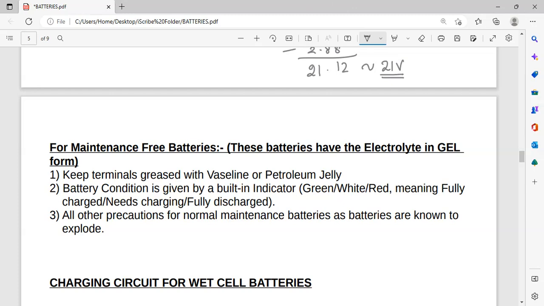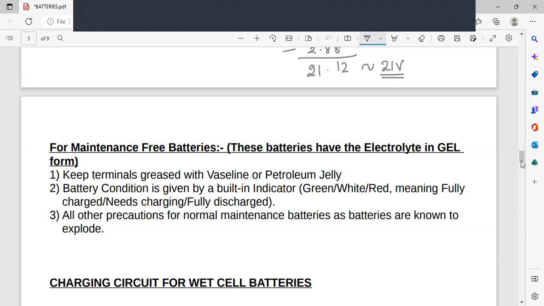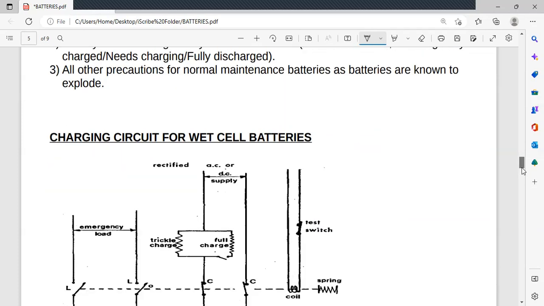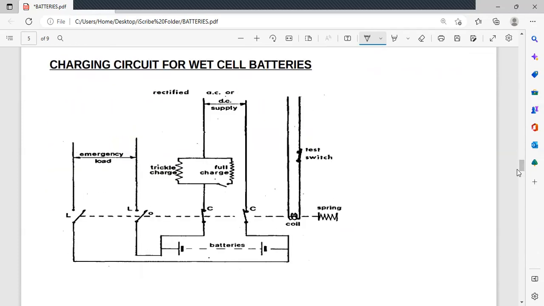Okay, so these are all the precautions that you would take whenever you're doing maintenance or maintenance-free batteries. Right, now coming to the charging cell, before charging of these lead acid batteries, but before that, any queries or doubts on what we have covered up to the maintenance of batteries?